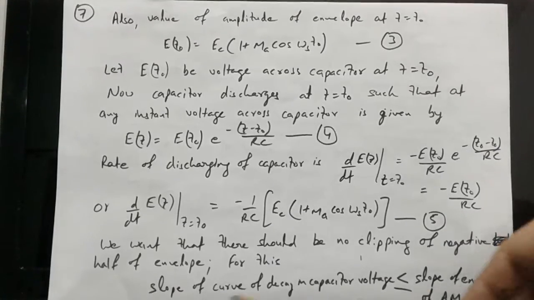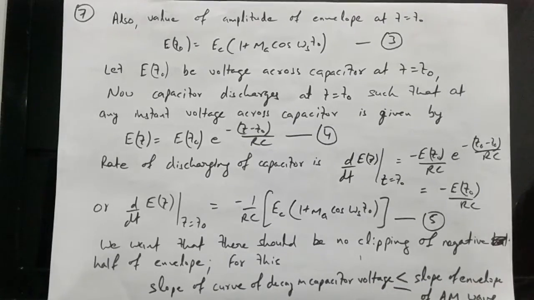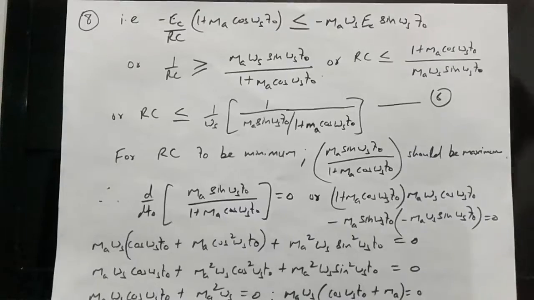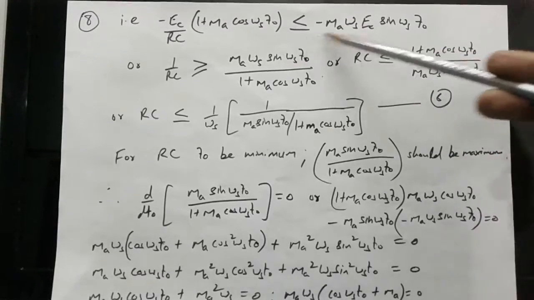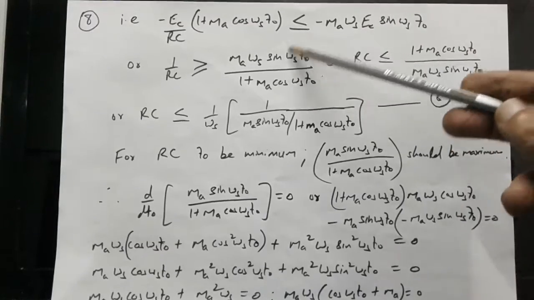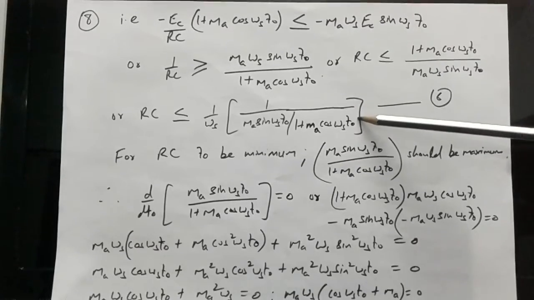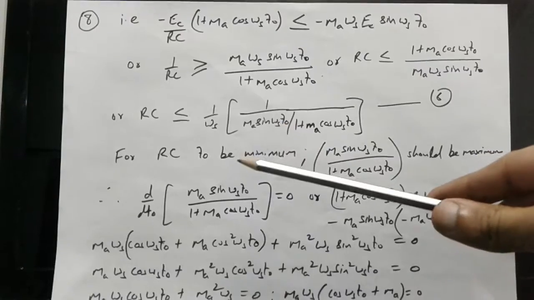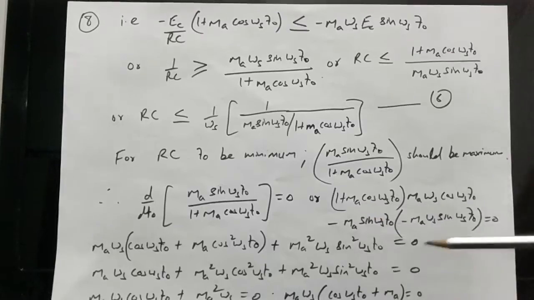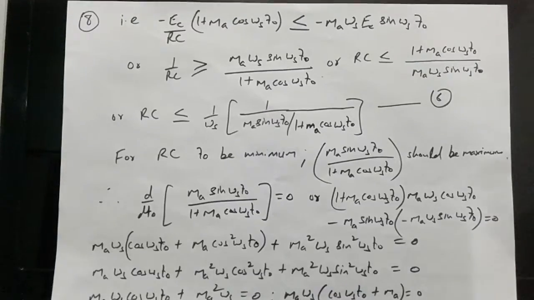So what do we want? We want the slope of the capacitor voltage to be less than or equal to the slope of the AM wave. So put both the values here. We have put in that condition the expressions of both slopes, and these are simple mathematical steps. From here you can easily find the maximum permissible value of the time constant. These steps are quite easy, you can do them on your own.